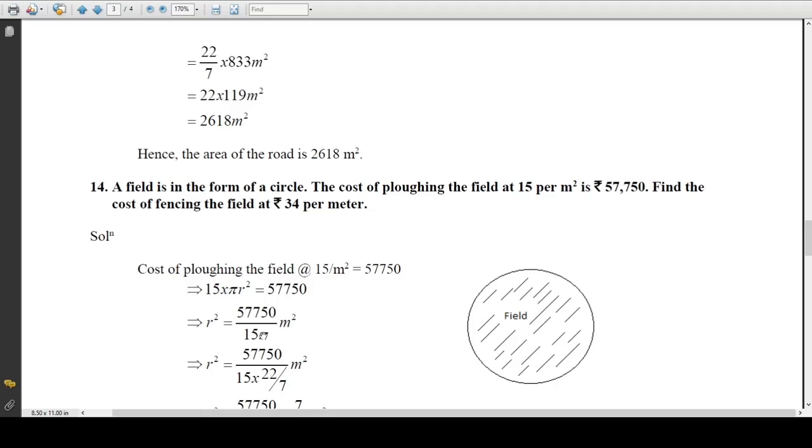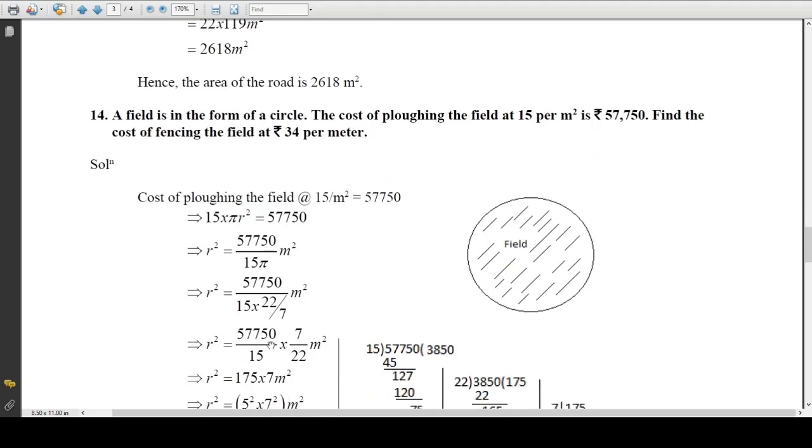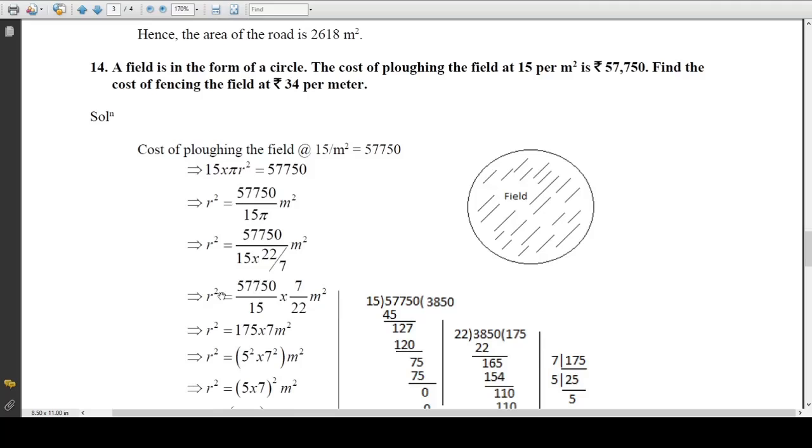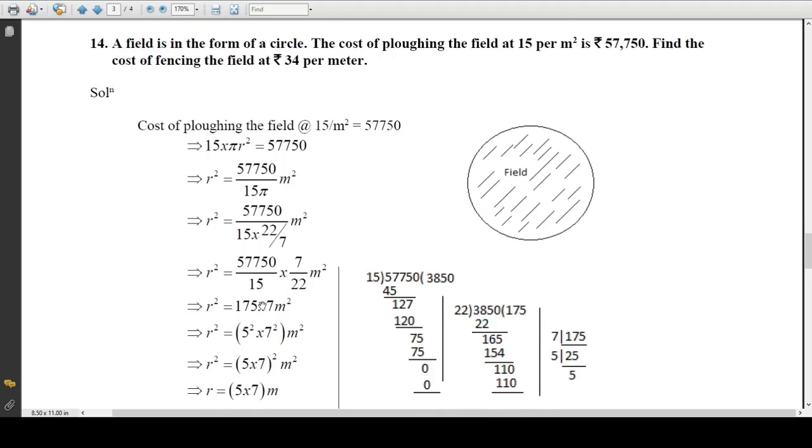R square will be 57750 divided by 15 pi. Now again pi is 22 by 7. You will have 57750 by 15 multiplied with 7 by 22. On cancelling this, you'll get 175 multiplied by 7 meter square. Now to get rid of this square, you'll write this number on the right side in the form of a square.